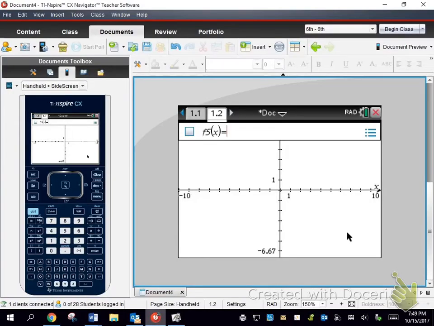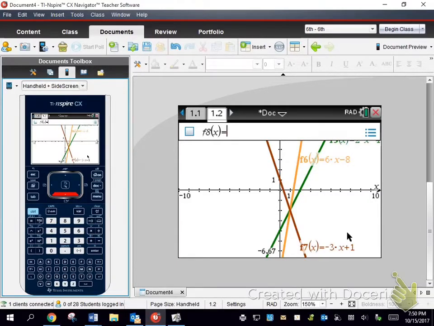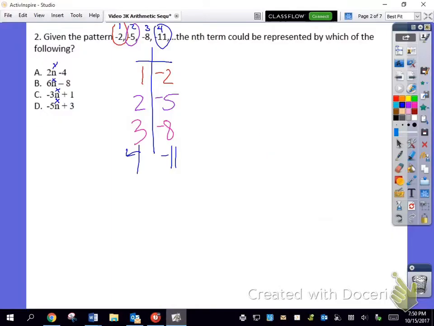So I'm going to do the same thing, okay? So 2x minus 4, and I'll hit the down arrow button, so that one's green. 6x minus 8, hit the down arrow button, that one's yellow. -3x plus 1, hit the down arrow button, that one is brown, and then -5x plus 3. And then hit enter, that one's blue. So I'm going to record those. That was green, yellow, brown, and blue. So you can use BR and BL.